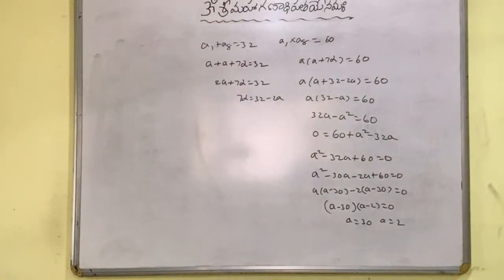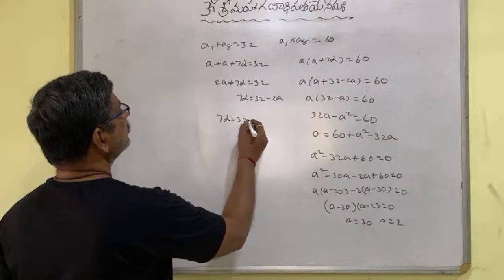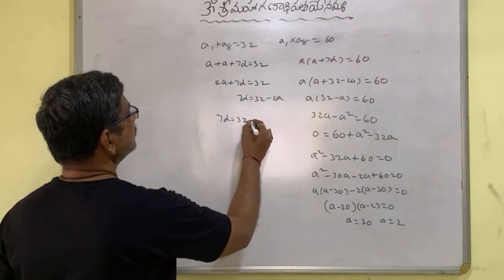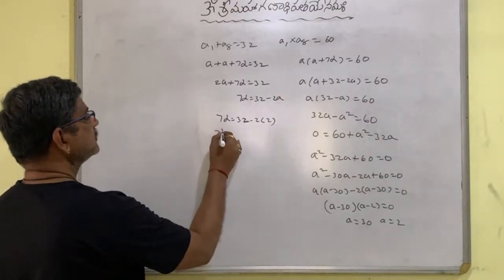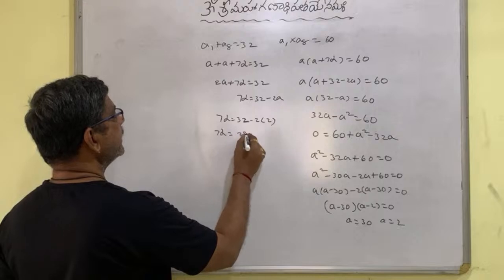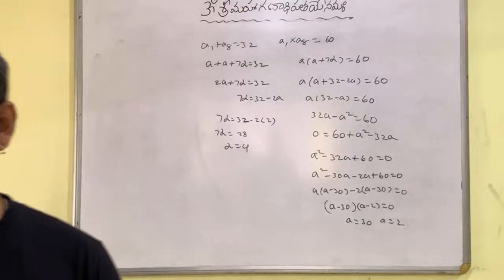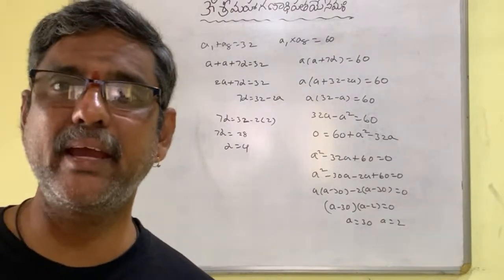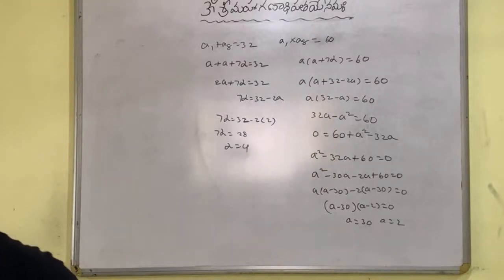Now what is the common difference? 7d is equal to 32 minus 2 into 2. 7d is equal to 28, d is 4 if a is 2. If a is 30, d is minus 4. Now find out S20, children. Find out S20.